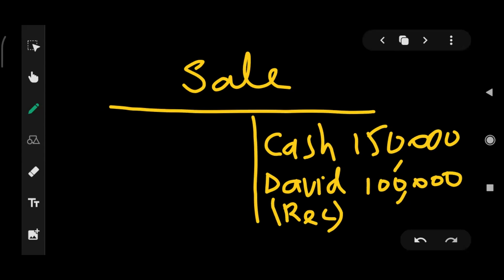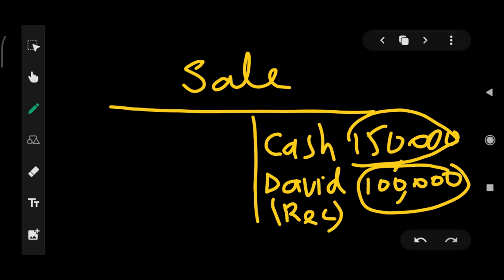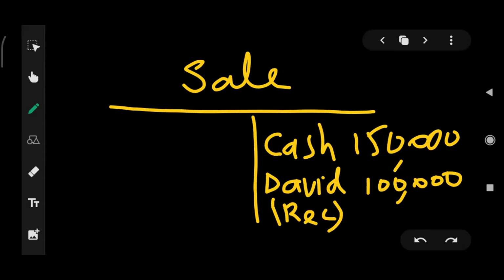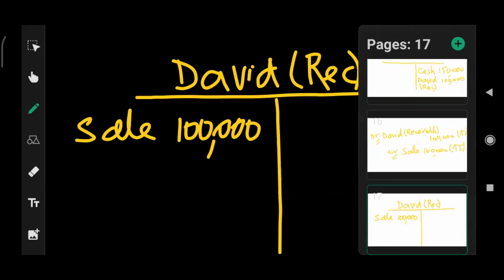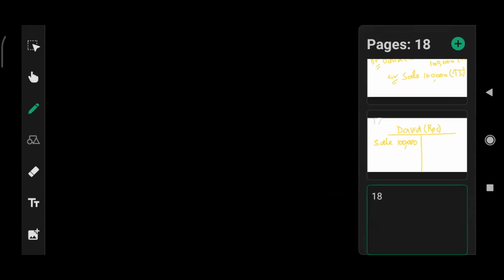So you see, if I see from here only from the sale account, I can see that 150,000 sale is on cash and 100,000 sale is on credit. Means when I made sale of 150,000, I received cash of 150,000. When I made the second sale, I sold the goods, but I did not receive anything because it was a credit sale and David will pay this amount later. So this was the transaction and we recorded and posting.